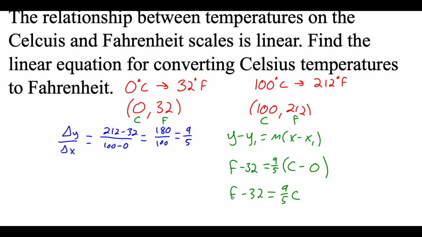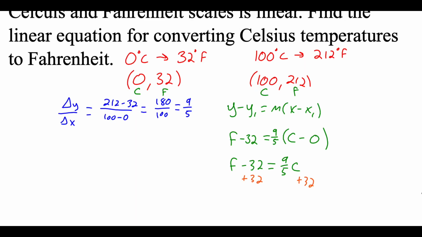I do want to solve to get F alone, so I'm going to take that minus 32 and add 32 over to the right-hand side. And that's going to give us the equation F equals 9/5 C plus 32. So if we have a specific Celsius temperature, we can plug that in for our C value, multiply it by 9/5, and then add 32 to it, and that'll tell us what the Fahrenheit temperature is.